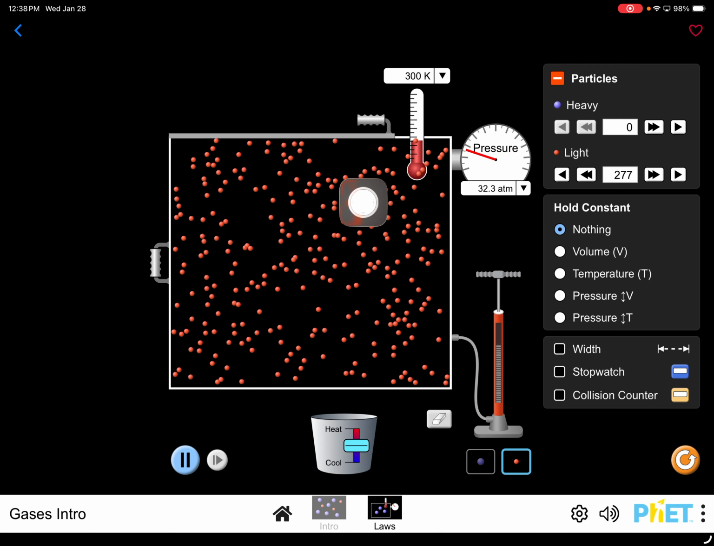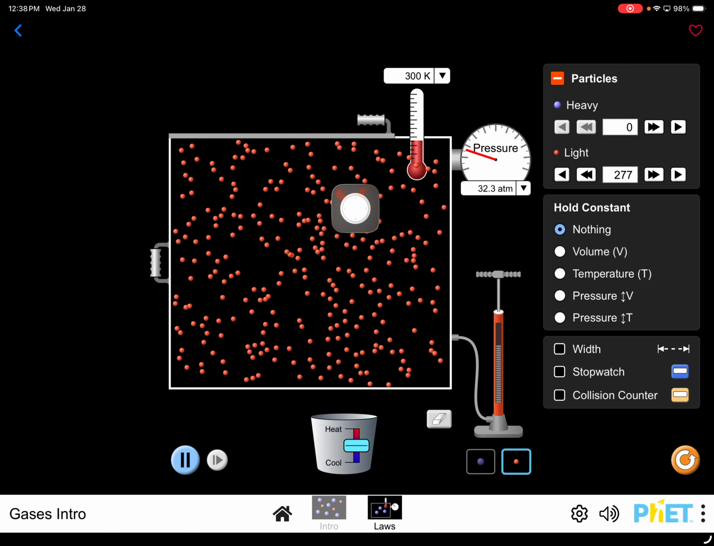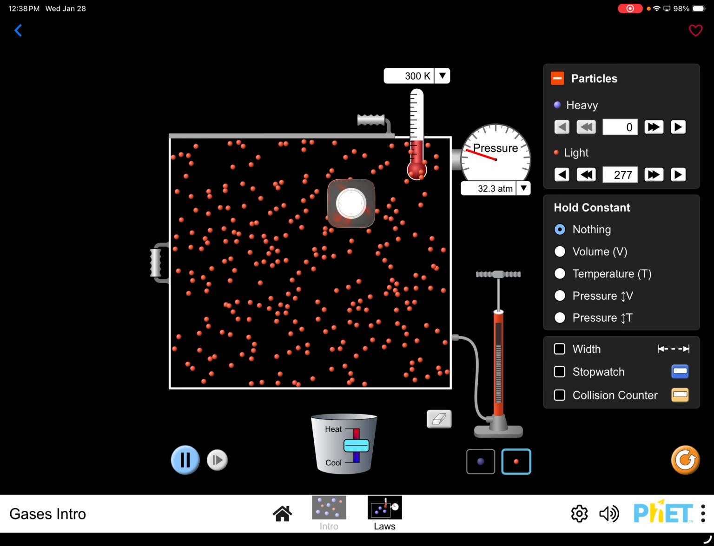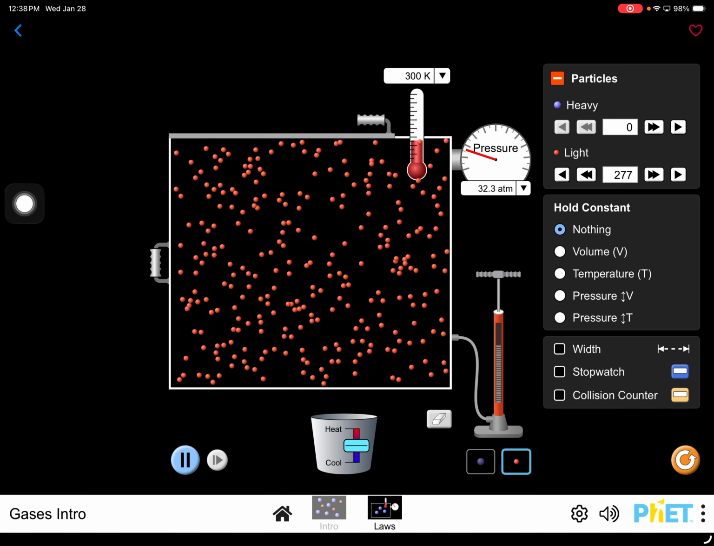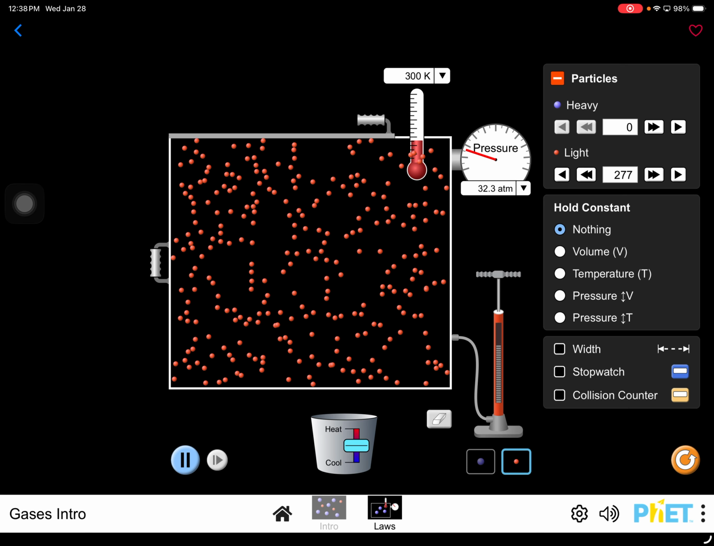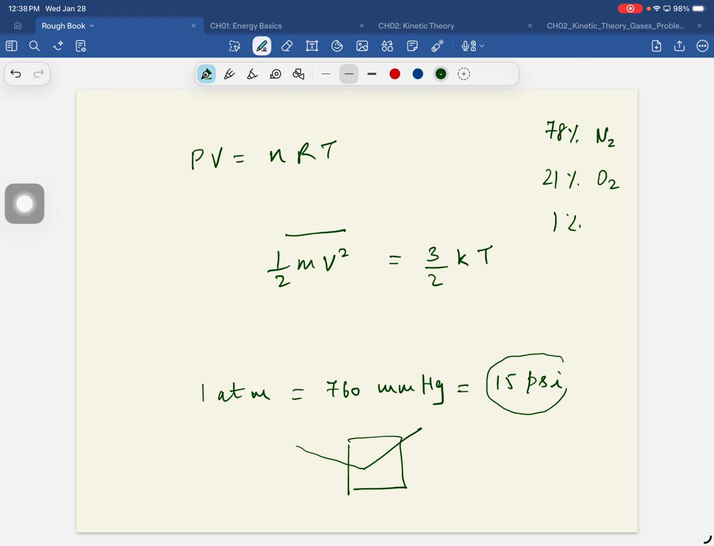When each molecule bounces out, that's a very tiny force. So billions of molecules are colliding billions of times a second. That's how they exert that large force. So you have to be cognizant of that. All right, so that's what we'll do.